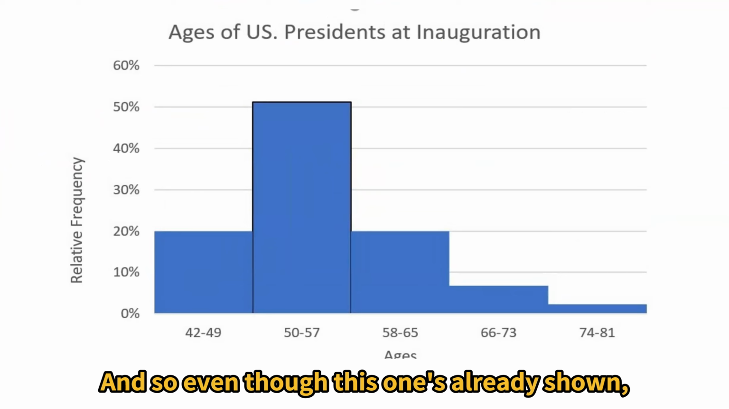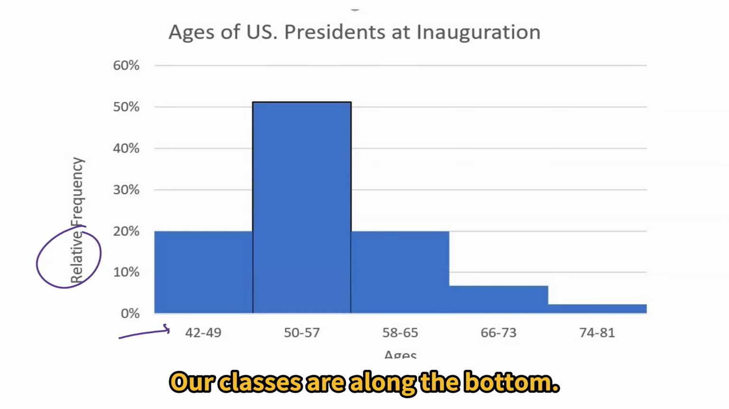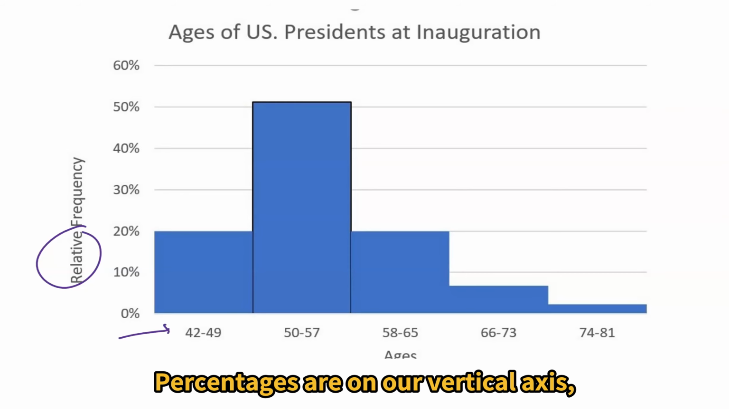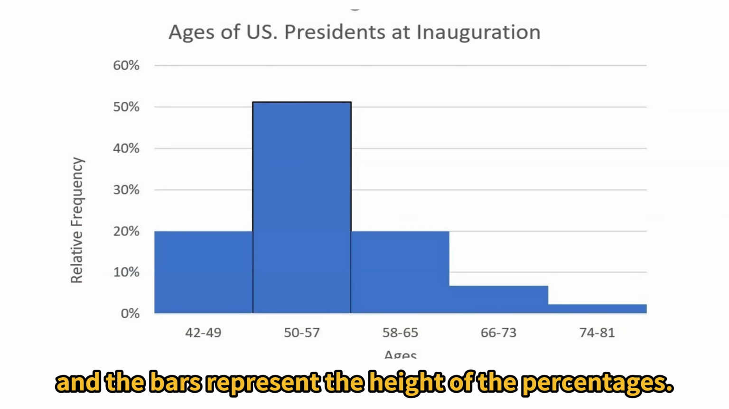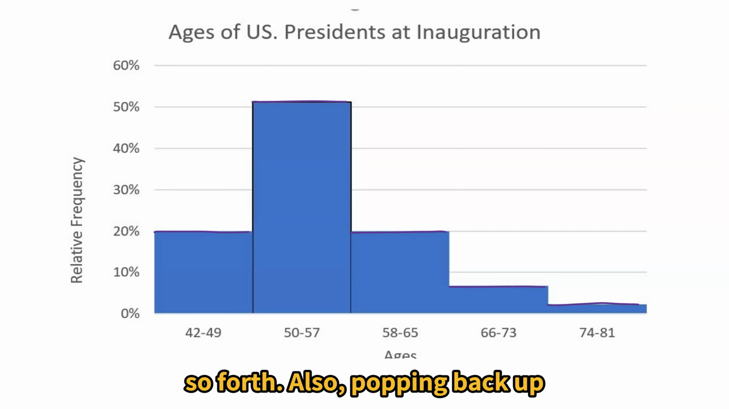And so even though this one's already shown, here it is again. We have a relative frequency histogram. Our classes are along the bottom. Percentages are on our vertical axis, and the bars represent the heights of the percentages. And so you can see 20% here, looks like 51%, 20% again, and so forth.